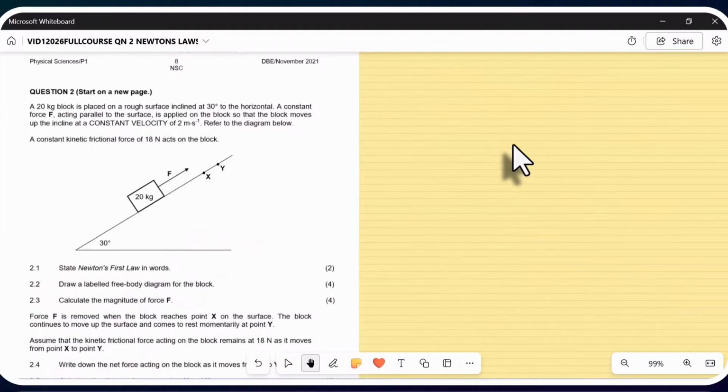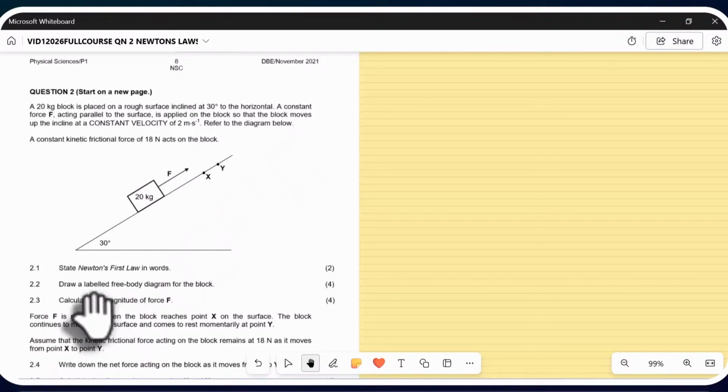Oh yeah, this is 2021 November, Question 2. It says a 20 kilogram block is placed on a rough surface inclined at 10 degrees to the horizontal, and a constant force F acting parallel to the surface is applied on the block so that the block moves up the incline at a constant velocity of 2 meters per second. Refer to the diagram below. And then a constant kinetic frictional force of 8 newtons acts on the block.